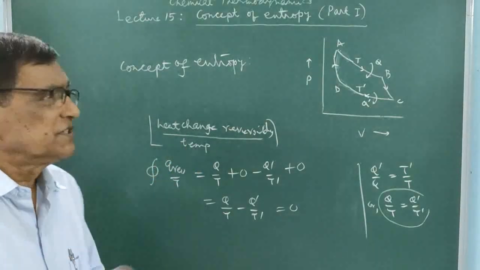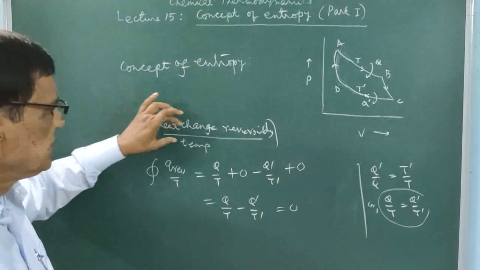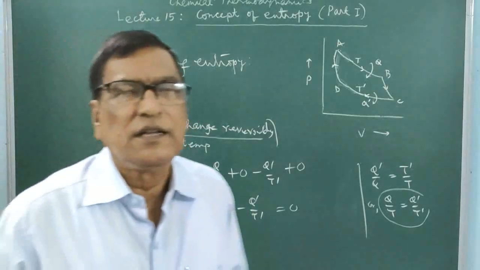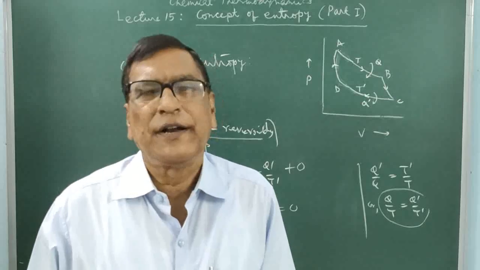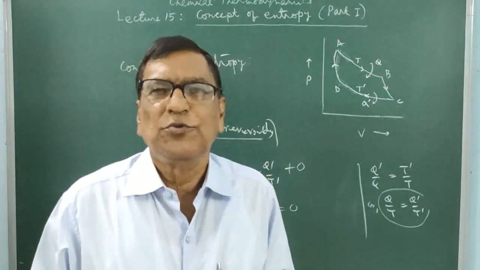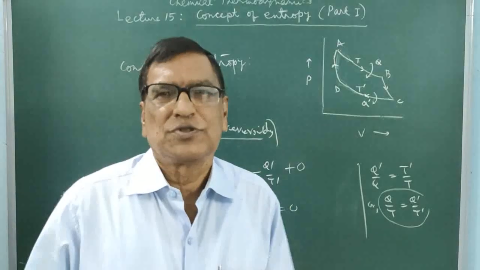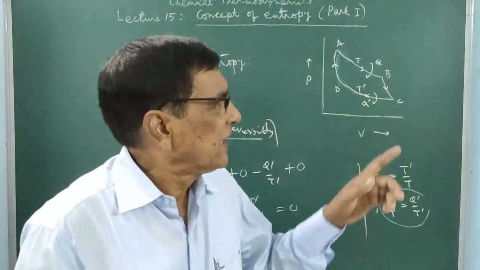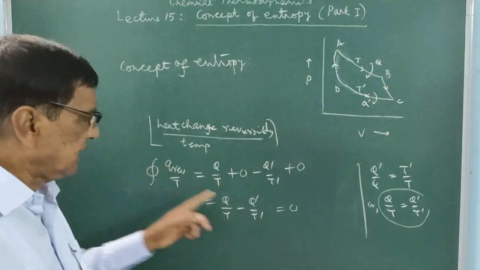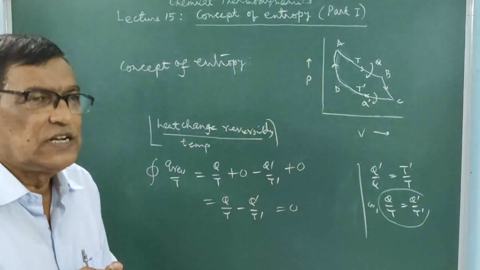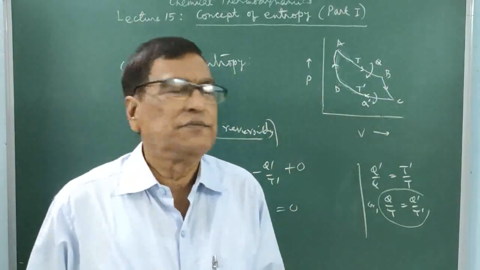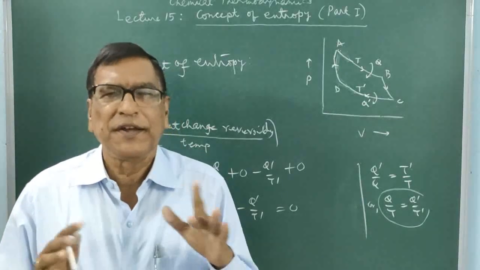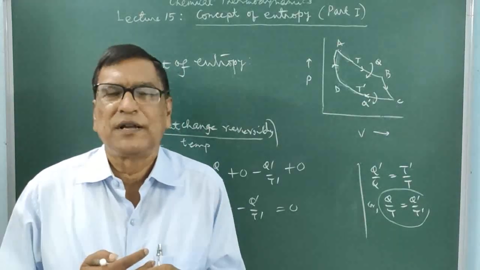For a cyclic process, the heat Q exchanged reversibly divided by the temperature at which the heat change occurs is the difference of some fundamental property. Clausius called that property entropy. Entropy is a state function, as this integral is equal to 0 for a cyclic process. Not only that, the entropy change between two definite states will be the same irrespective of the path. In this way we can get a concept of entropy.